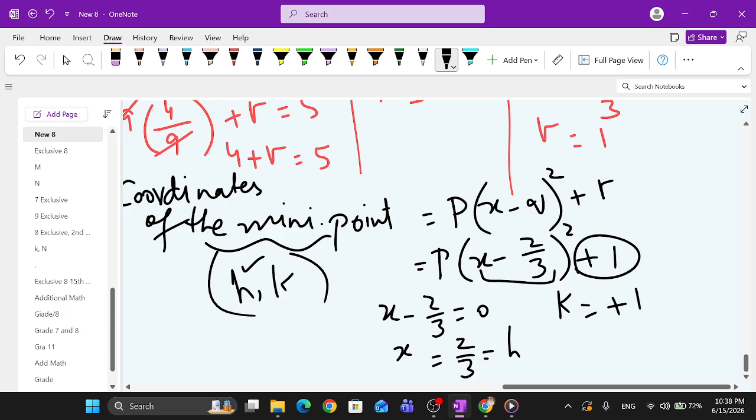So we can say the coordinates of the minimum point are 2/3 comma 1. These are the coordinates of the minimum point. I hope you people are clear about it.